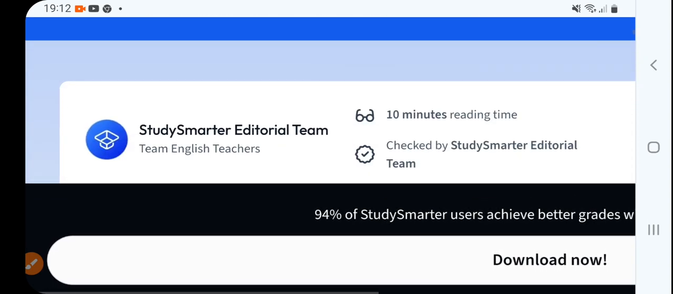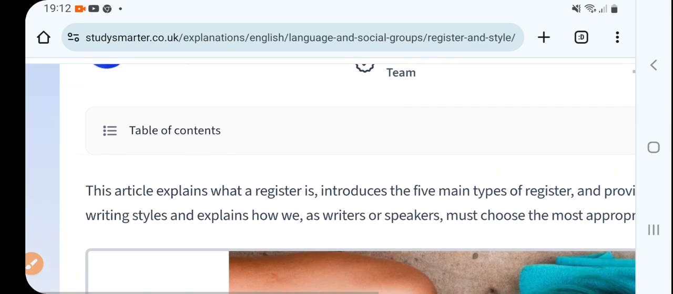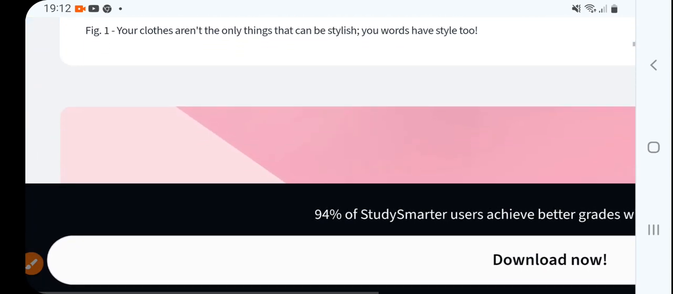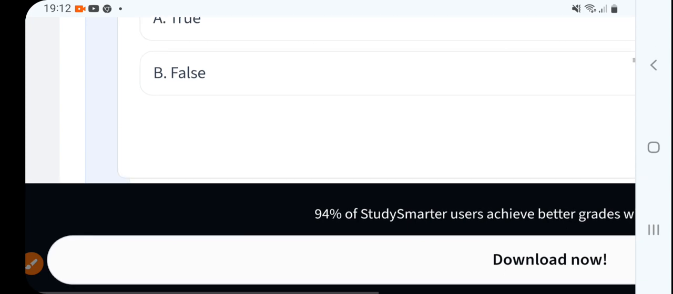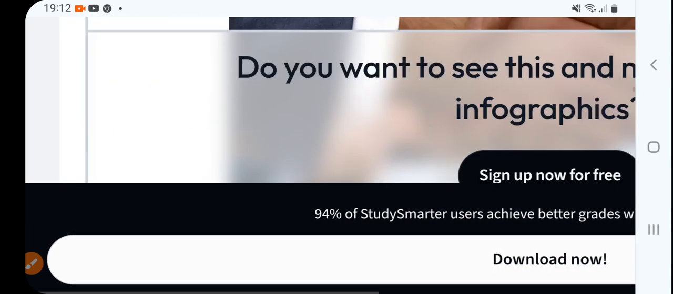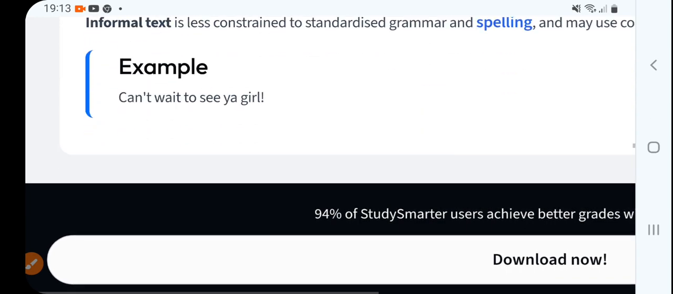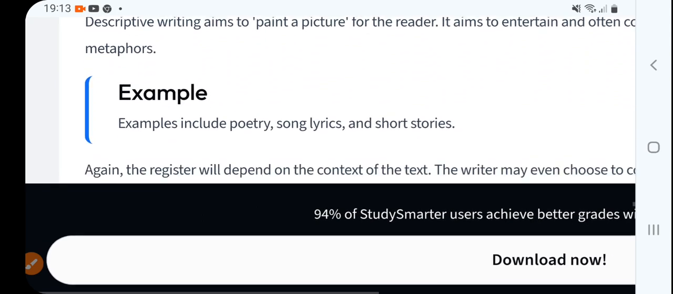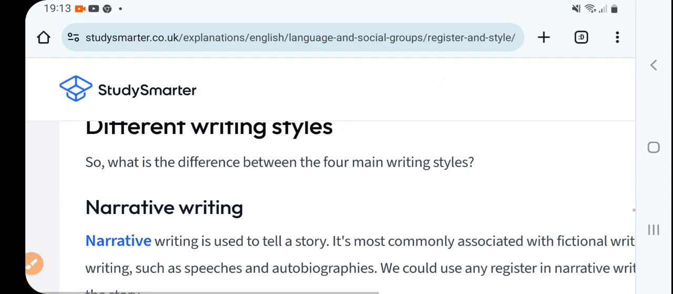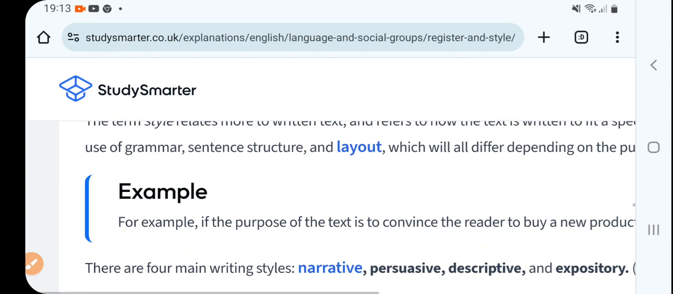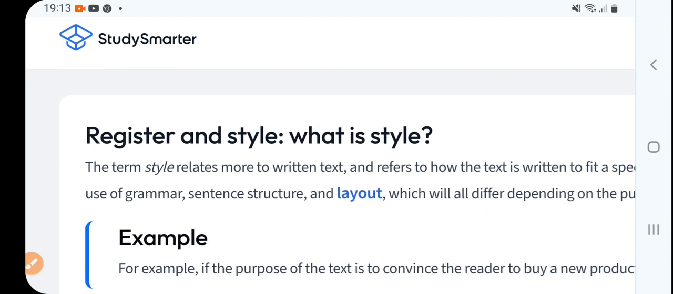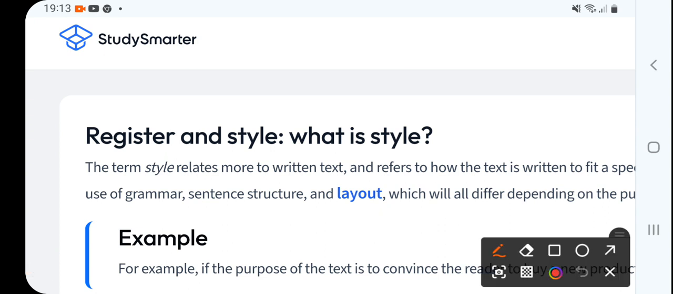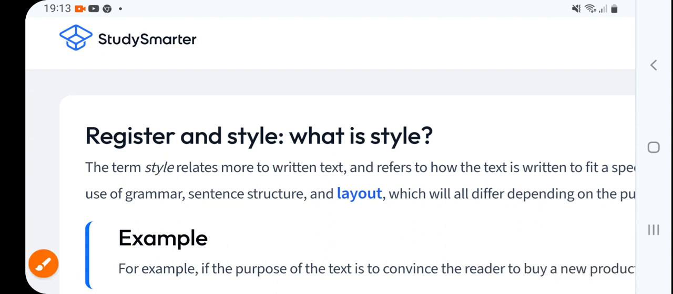How? See. So here we are going to see the difference. Now, the term style relates more to written text. It means style is more to written text.